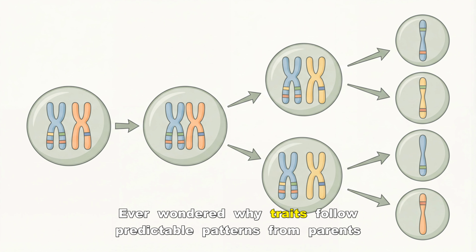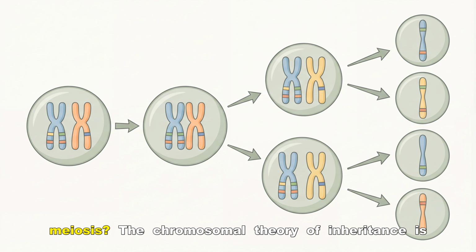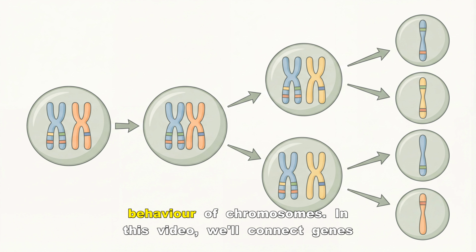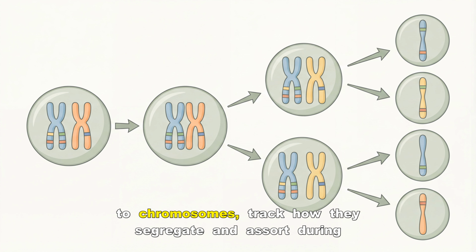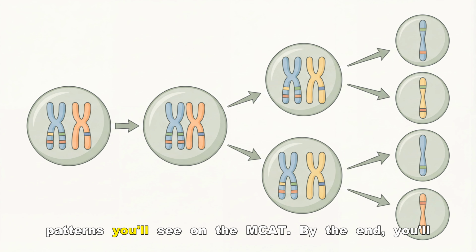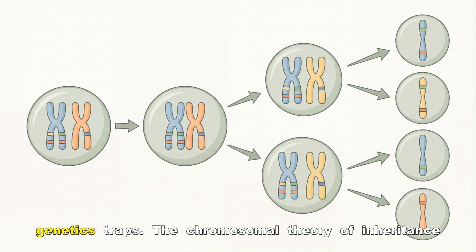Ever wondered why traits follow predictable patterns from parents to offspring, and how that ties directly to what's happening in meiosis? The chromosomal theory of inheritance is the bridge between Mendel's ratios and the physical behavior of chromosomes. In this video, we'll connect genes to chromosomes, track how they segregate and assort during meiosis, and show how this explains classic inheritance patterns you'll see on the MCAT. By the end, you'll be able to predict outcomes with confidence and avoid the most common genetics traps.